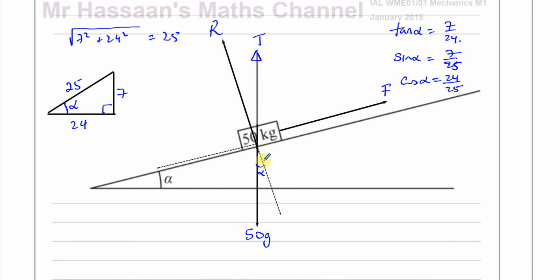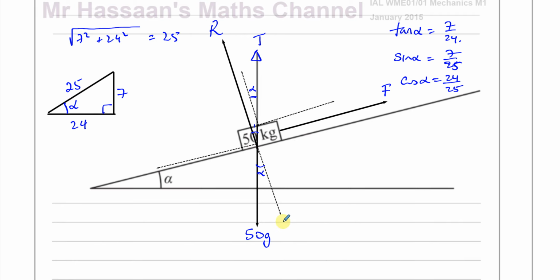Okay, and if I look at the tension, I want to also resolve that parallel and perpendicular to the plane so that I can work out my forces. So the tension will also have a component which is parallel, I'll draw it up here, parallel to the plane, and also a component which is perpendicular to the plane. Okay, and we can see that this angle between these two is the same as this alpha, because it's the same as this angle here. They're vertically opposite angles. So this is also alpha.